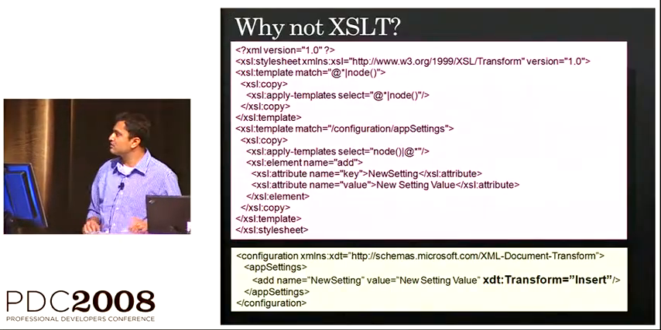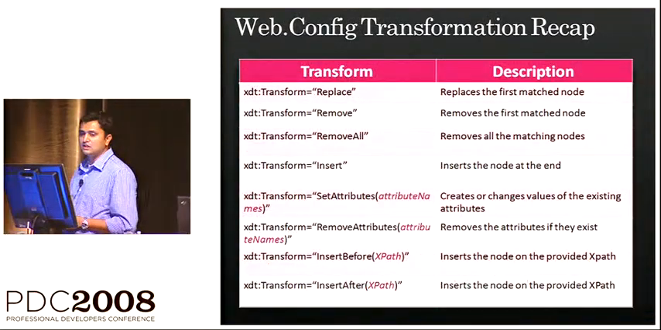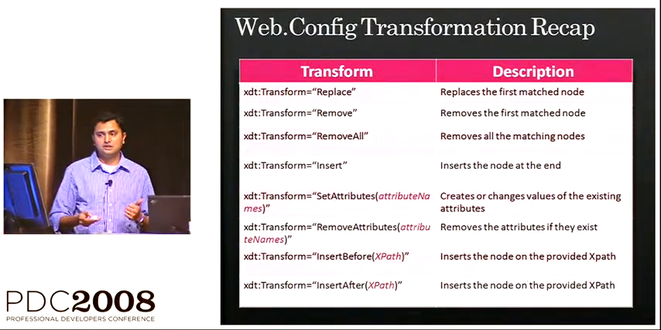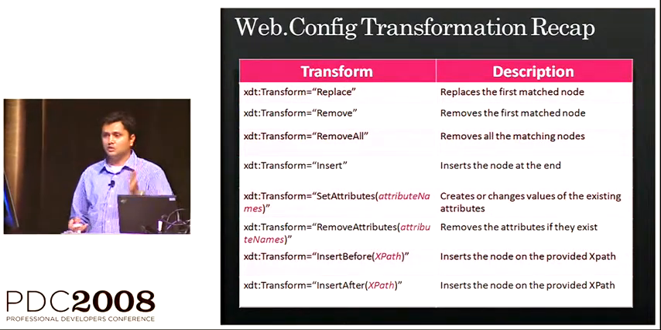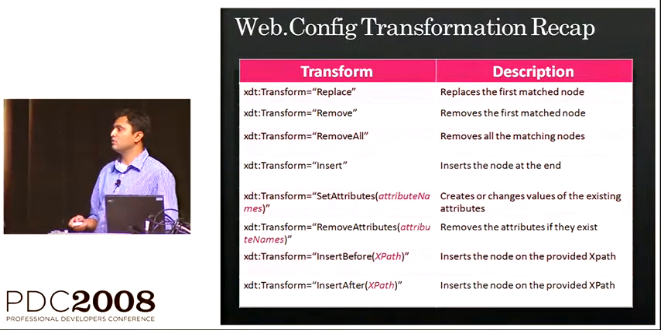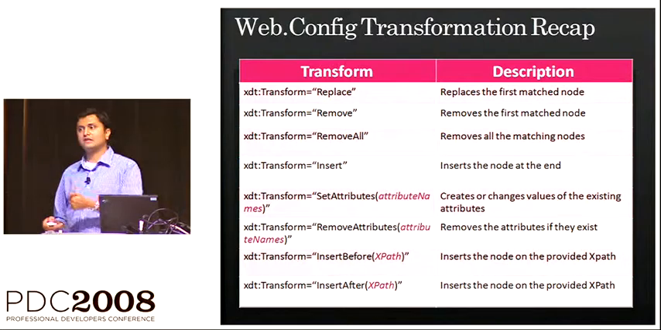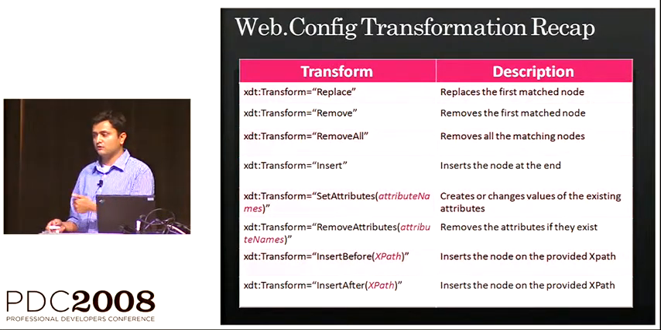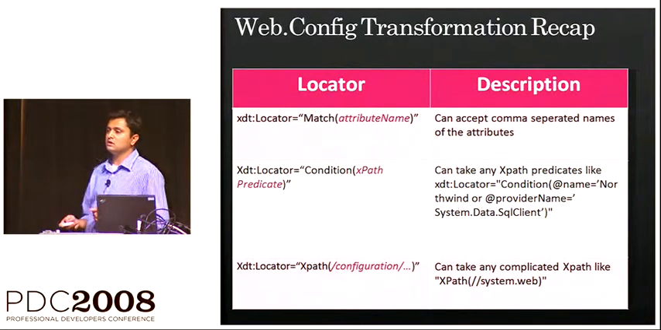Really switching back quickly and trying to close on that, we saw all these different transforms. We saw there is replace, there is remove all, which can remove everything that is found, insert, set attribute, remove attribute, insert before, and insert after, right? You'll get this slide, you can read more about it, and all of these are available. These are all available in the VPC as well.